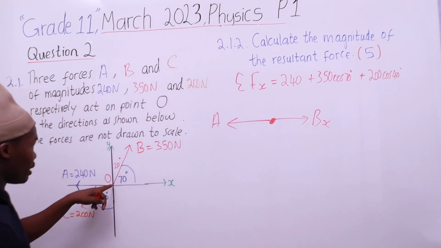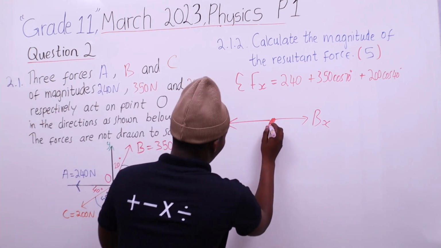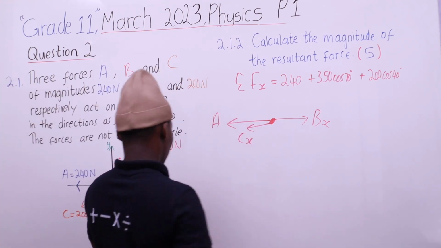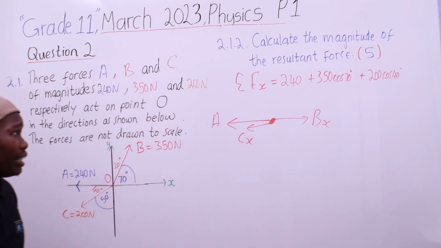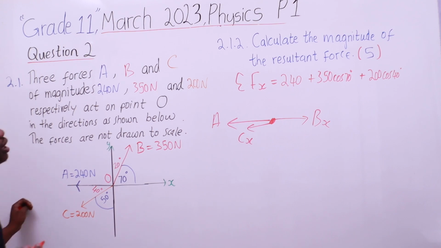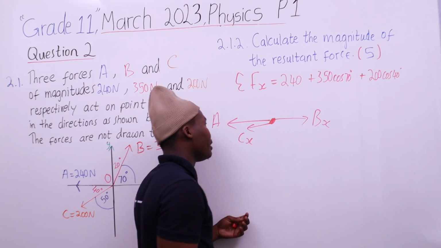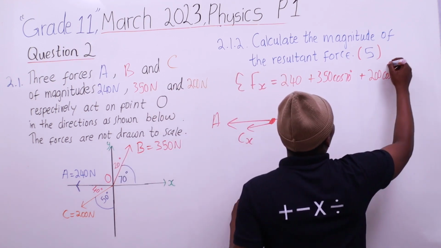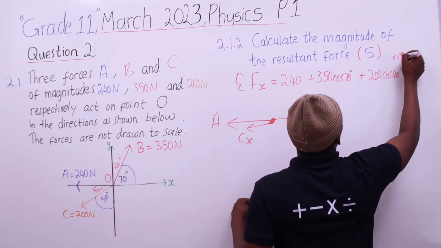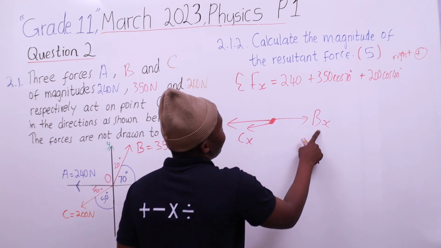And then we also have another component, the third one. They are 200. So there is another one, then Cx. So we can just say left is positive or right is positive. It is the same, it's up to you. So let's just say right is positive. If we say right is positive, then all the forces to the right will be positive.